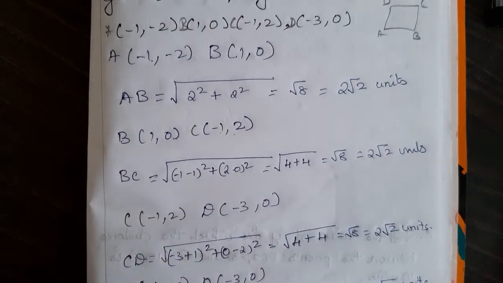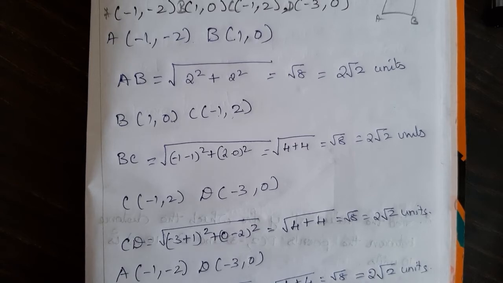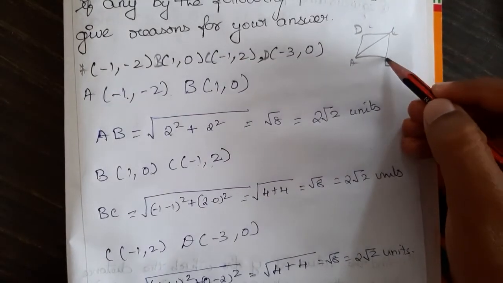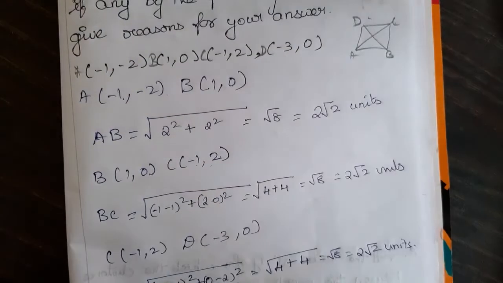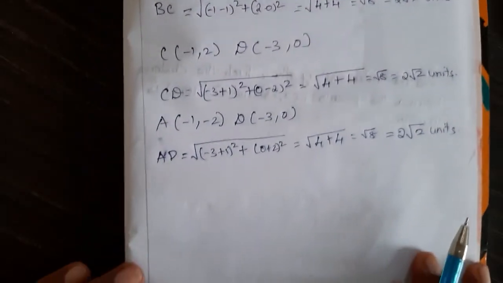But to prove it is a square, we need the diagonals to be equal as well, right? If we simply get all sides equal, there is a chance it is a rhombus also. So we can decide whether it is a square or a rhombus by finding the diagonals. Find the distance between AC and the distance between BD. If the diagonals are also the same, then it is a square.